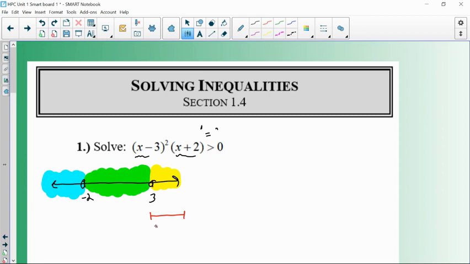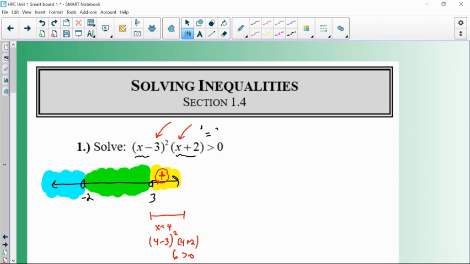So let's say I pick x equals 4. 4 is right there. If I put 4 into this function and evaluate what's happening, I don't care as much about the value as I care about whether it is positive or negative. You don't have to write this all the time, but I'm thinking (4 minus 3) squared times (4 plus 2). So (4 minus 3) squared is 1, 4 plus 2 is 6, so 6 is positive. So I know that in this region, every number I pick will represent a positive output.